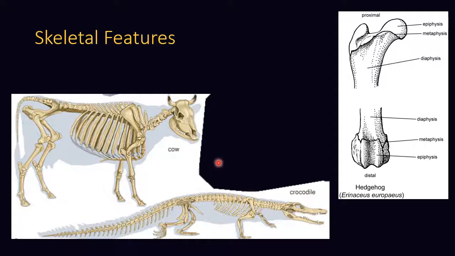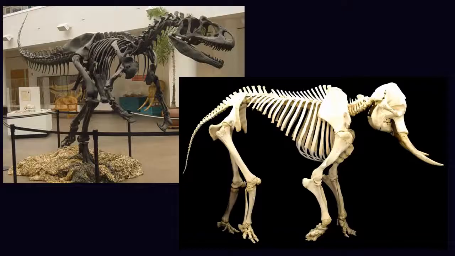As a general comparison, we have a cow skeleton and a crocodile skeleton. Take a moment to look at the cow and the crocodile and think for yourself, what are the big things that look different between these two skeletons? Here we have, I believe, an Allosaurus, maybe a juvenile, some sort of theropod dinosaur, and we have a mammoth.